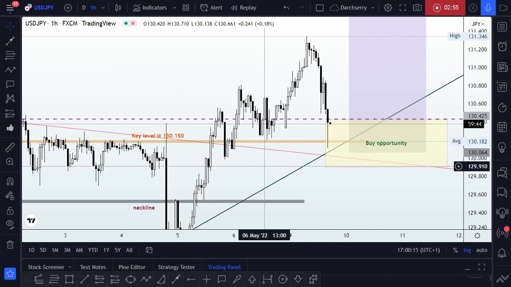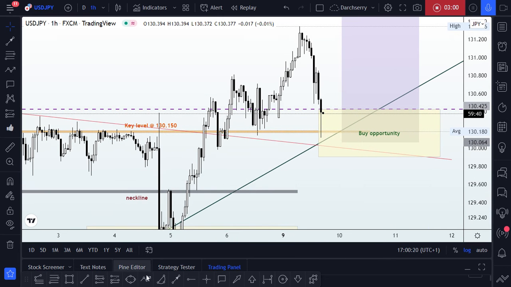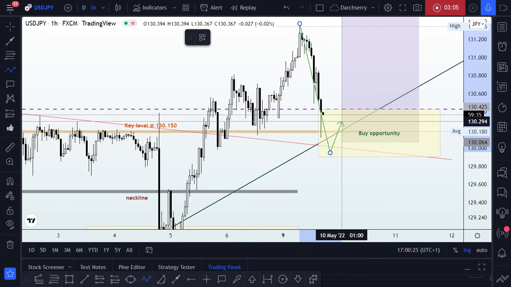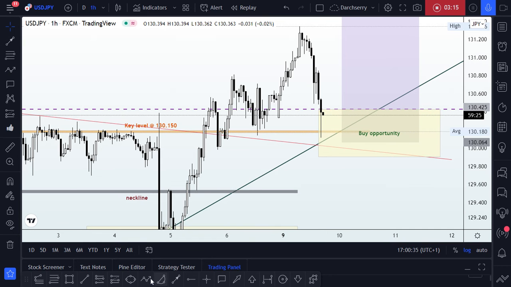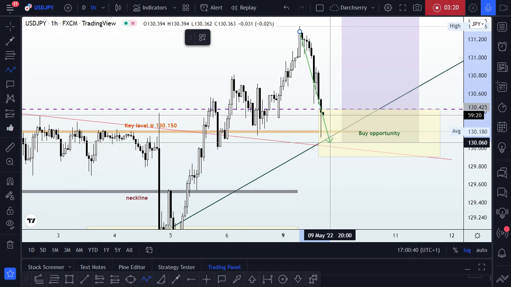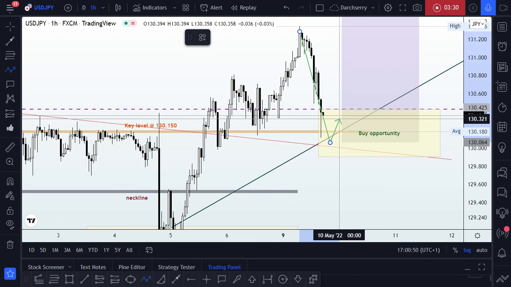So when I delete the retracement tool, then we are expecting our buy opportunities. We are expecting the retracement phase to fall into this area, after which we look for opportunities to buy the USD against the JPY. And what opportunity are we going to be looking for? There is a possibility that we might be having a consolidation phase around this area, which is also right at our key level area at 130.150, and at the same time shares a confluence with the bullish trend line we identified on the daily time frame.